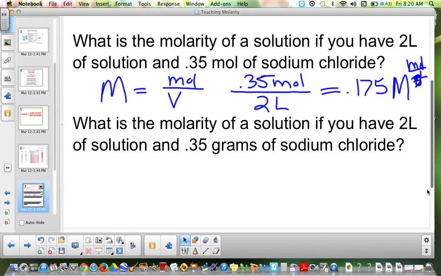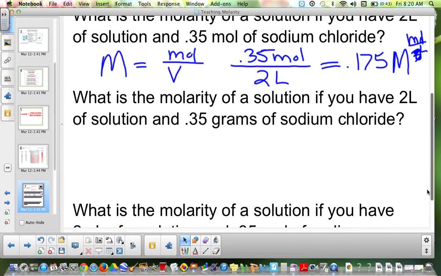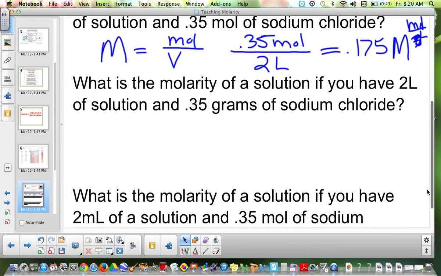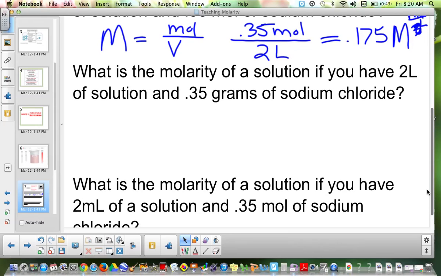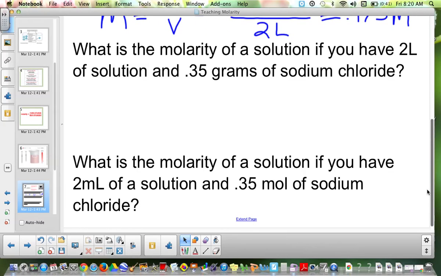Here we go next. What is the molarity of the solution if you have 2 liters of it and 0.35 grams of sodium chloride? Do you want a double unit? Yes, you want moles per liter. So I have to start with the double unit.